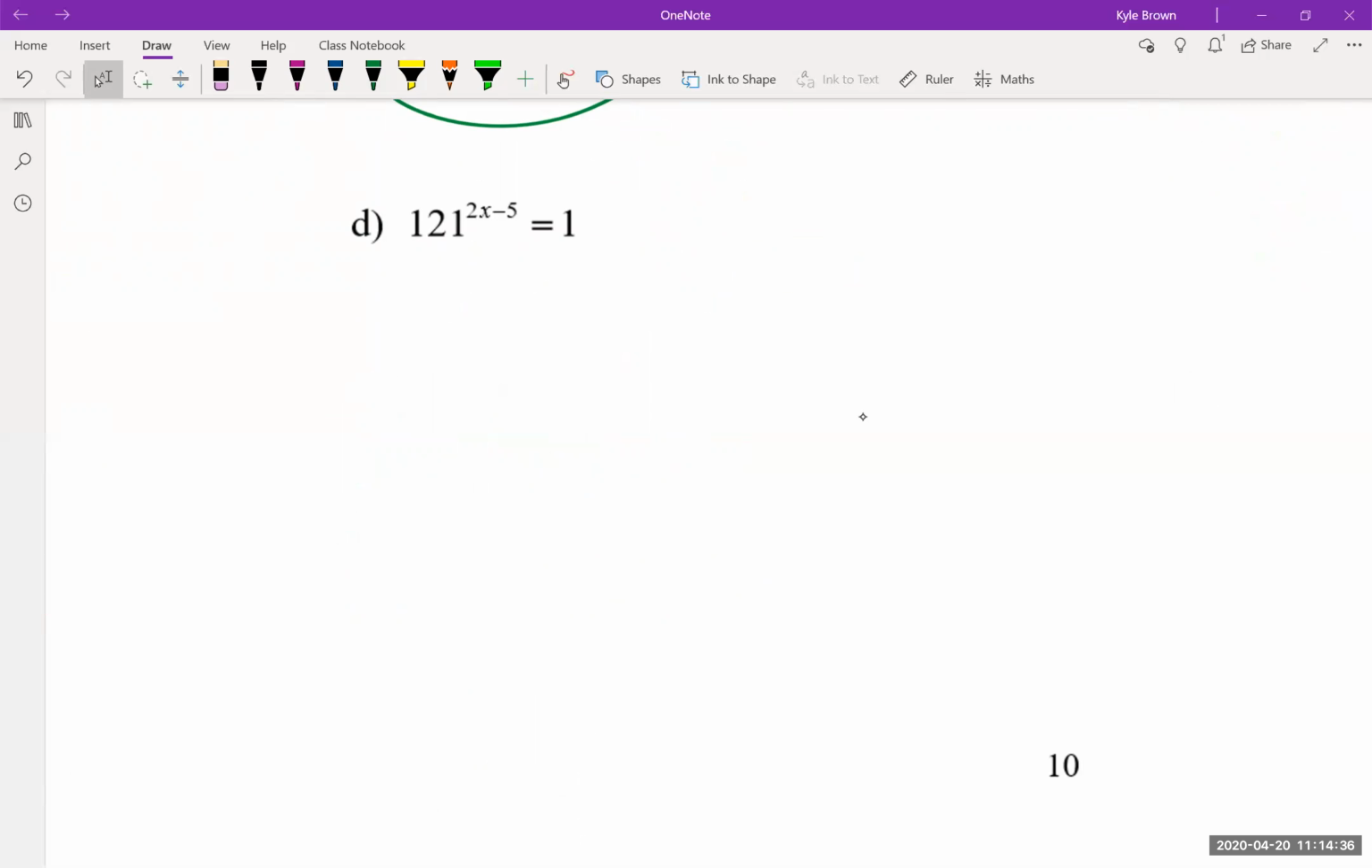Okay, tricky little one. How are we going to get that same base out of this? This doesn't make any sense. But because I got a 1 and I got a 121, this is a dirty little guy.